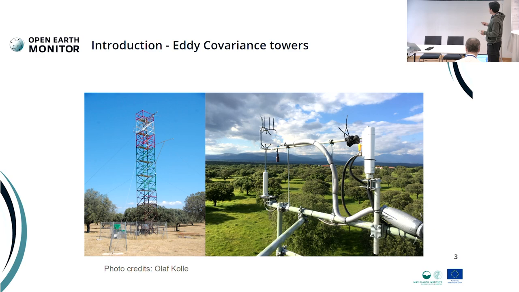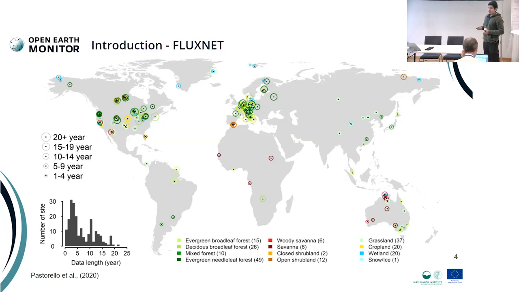Eddy covariance towers usually are clustered in different networks. One of the biggest networks is FluxNet, and the eddy covariance towers that are part of FluxNet range across the entire globe, but most of the towers are located in the US and Europe.